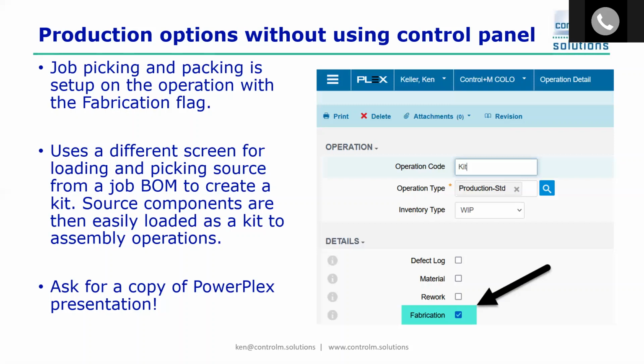What if you did that internally? What if you created a kit in the first operation and then just moved that kit to the second operation and you did the assembly internally? What benefit do you get from that? The benefit is you don't have to load any of that source at the control panel. You're just simply loading a box in a kit.